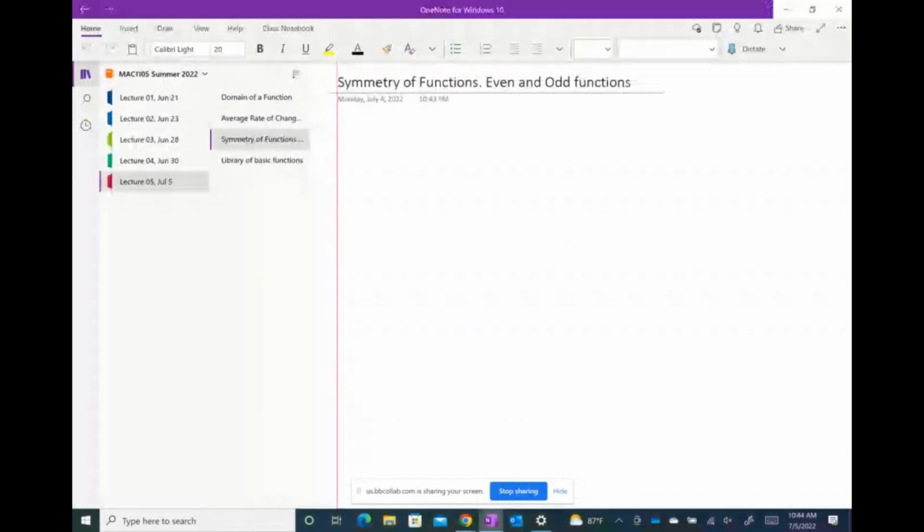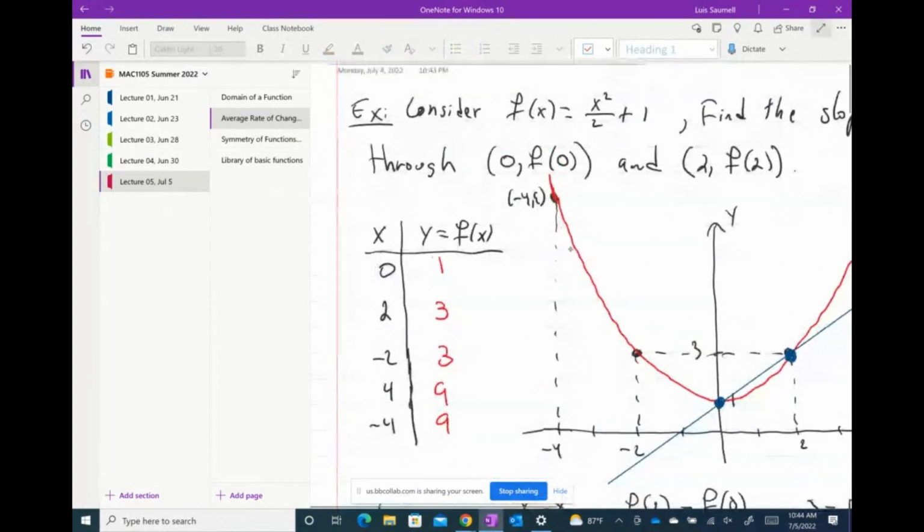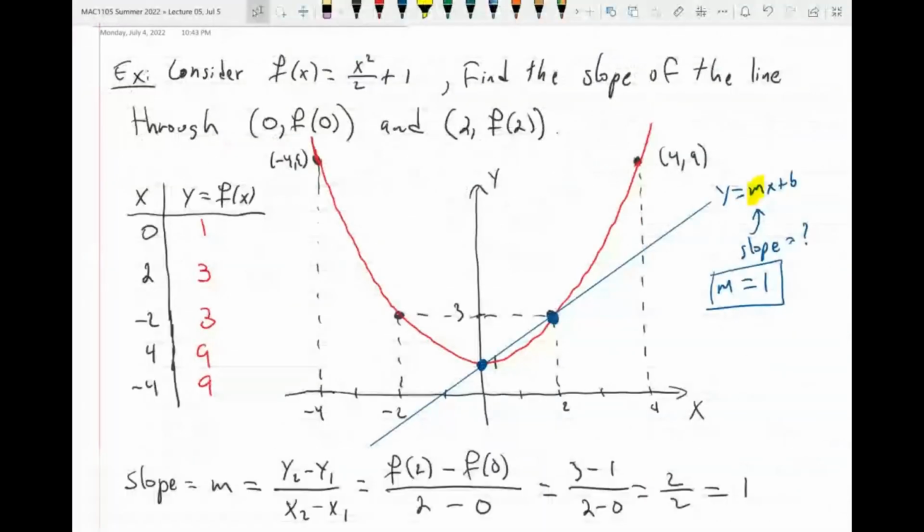In other words, let me go back to our picture. You realize that this is symmetric because if you were to fold this picture along the y-axis, then the two pieces of the graph will overlap with each other. That's what it means to be symmetric. If I fold this paper, this part will overlap with this. Do you understand what I'm saying?